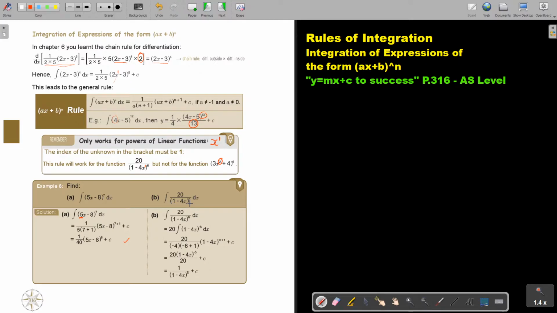We never work when it's in the denominator. We will always transfer it first to the numerator, so it becomes -6. And that 20 is just a constant, so just put it in front. In the end, we will multiply. Now it's -6 plus 1, which is -5.